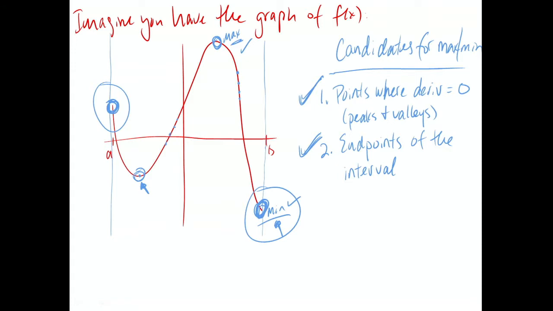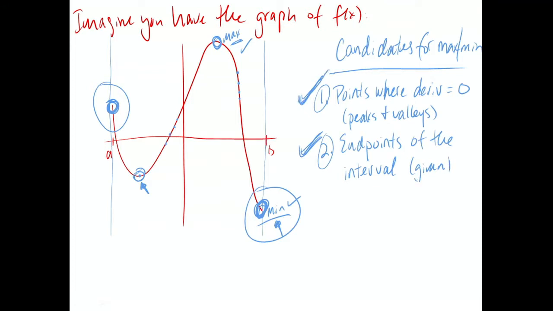So how are we going to do each of these things? How are we going to figure out who the candidates are? I need a method for doing this. Well, the endpoints, the second thing here, will just be given to you. It'll say, tell me about the maximum and minimum values on the interval x equals 1 to x equals 7. Then you're living in the interval 1 to 7. So those are candidates. These will be given to you, so you don't have to do any work to find those.